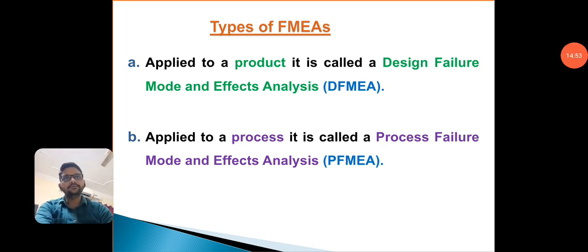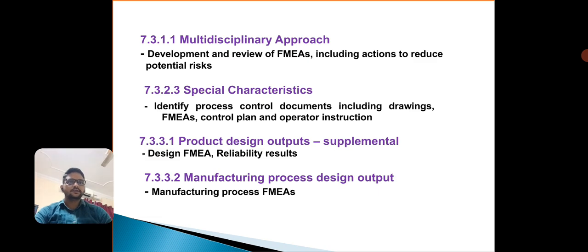Types of FMEA. First is the DFMEA, which applies to a product and is called design failure mode and effect analysis. Second is PFMEA, which is applied to a process, that is process failure mode and effect analysis. Next is the multidisciplinary approach. That approach develops and reviews the FMEA, including actions to reduce potential risk, so we need a multidisciplinary approach.